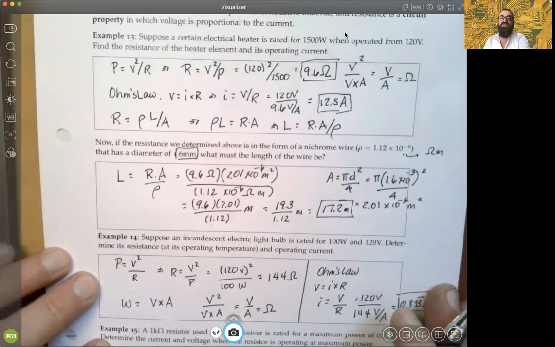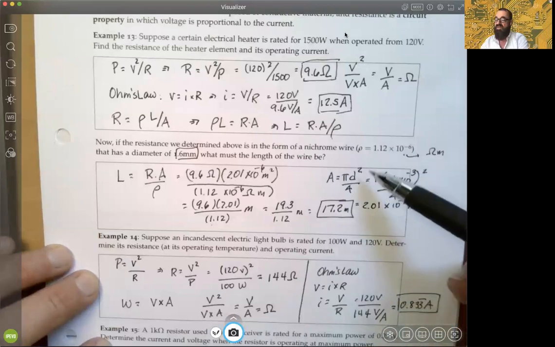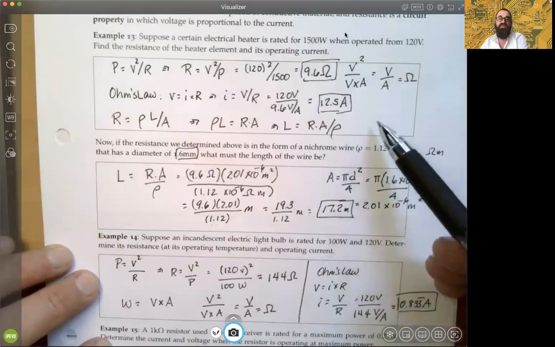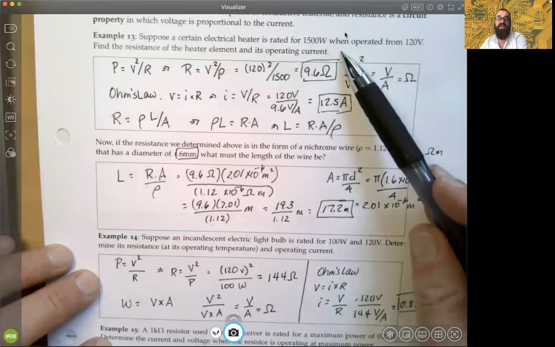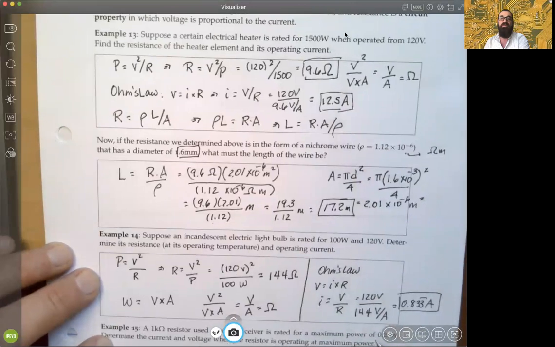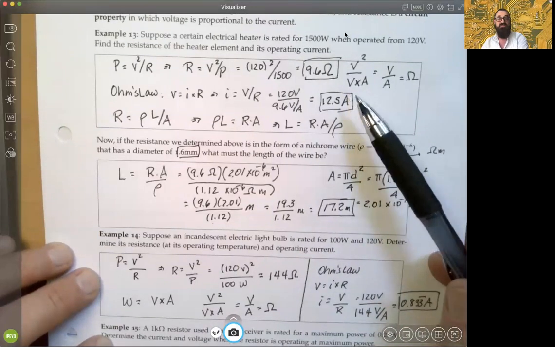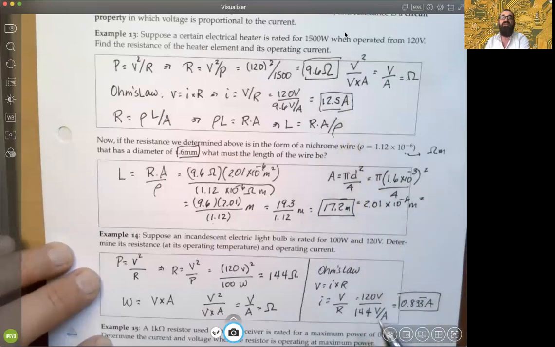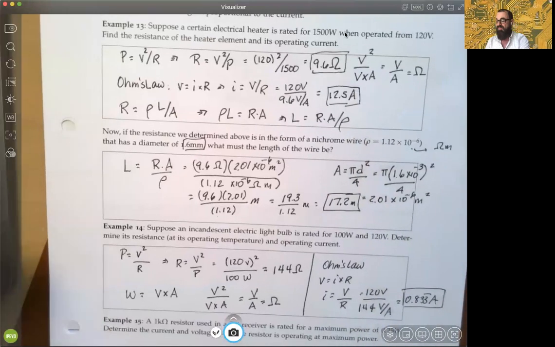So notice for the light bulb, much less current. It's kind of interesting just to see the scale difference between the currents needed to get this very high power versus a very simple light bulb that doesn't need much current at all, okay? Of course, this is more dangerous in terms of potential harm to yourself than this. But anyway, it's kind of nice to see those differences.